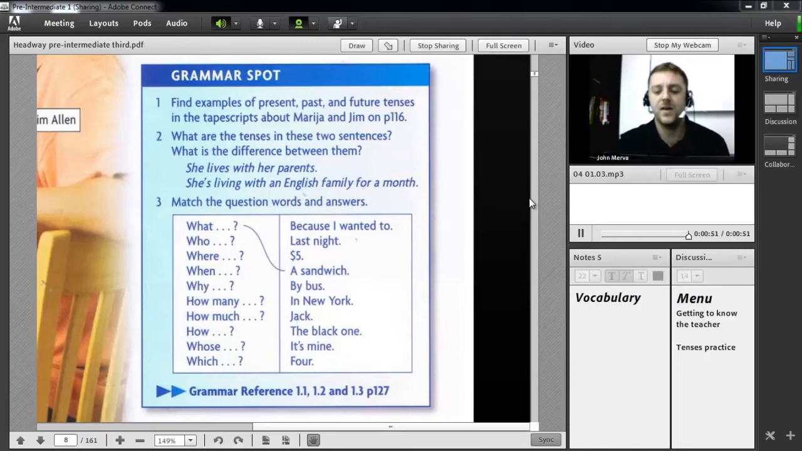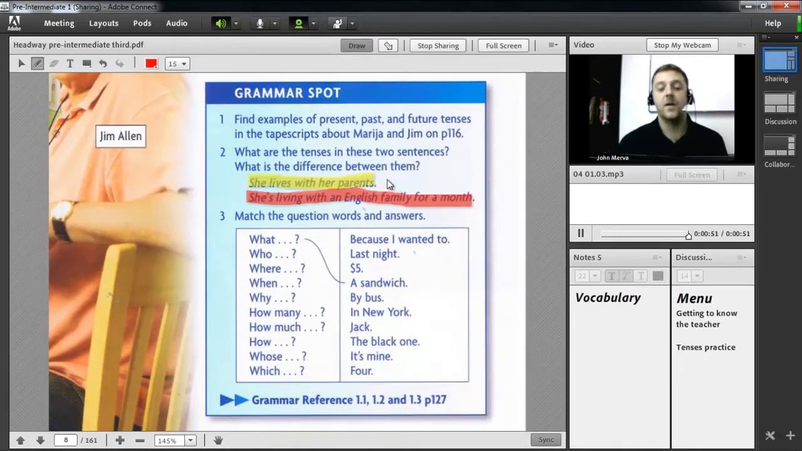If we look please at number 2 in the grammar spot, we can see where I've highlighted 2 different sentences with different tenses. The yellow, of course, she lives with her parents, is a present simple tense. The red highlighter is of course a sentence using the present continuous tense.